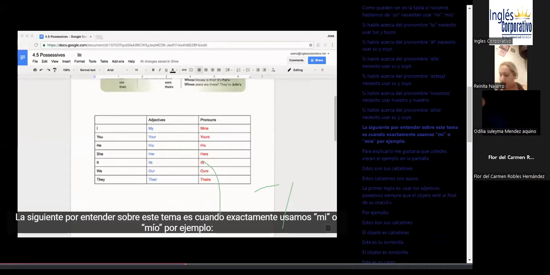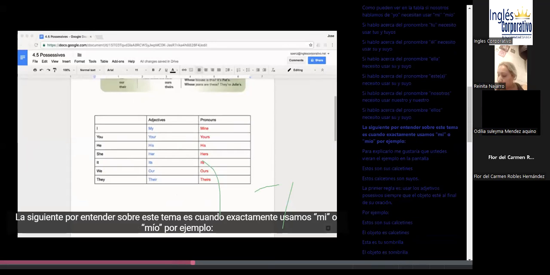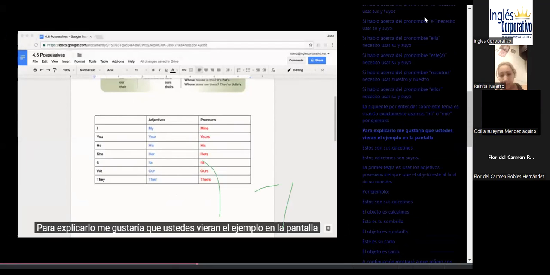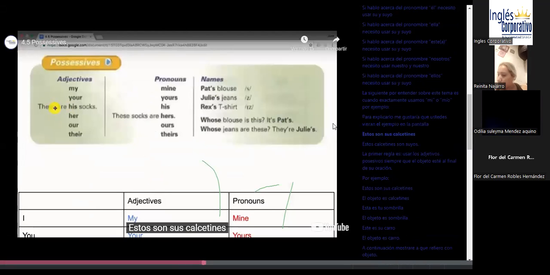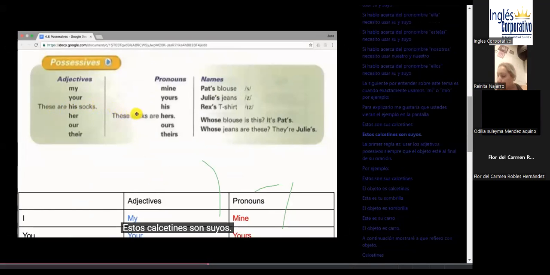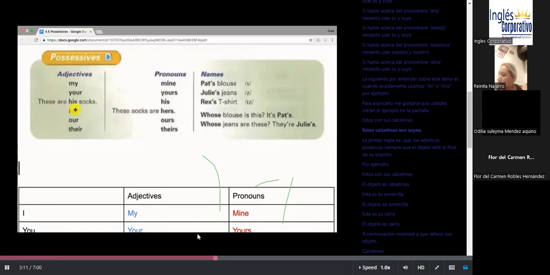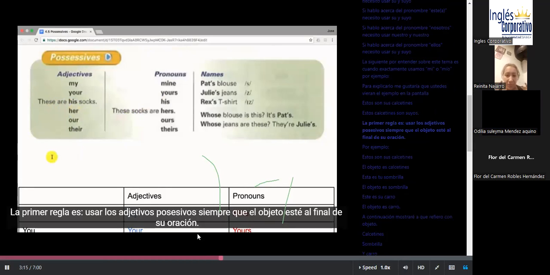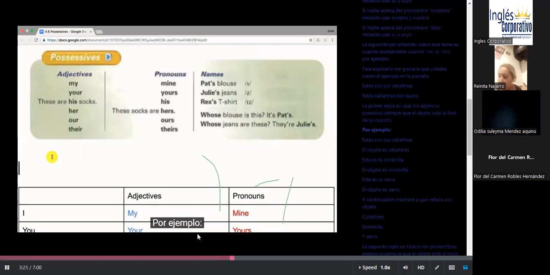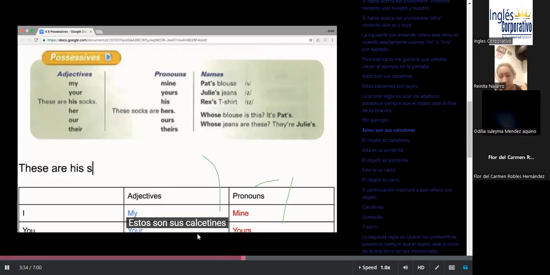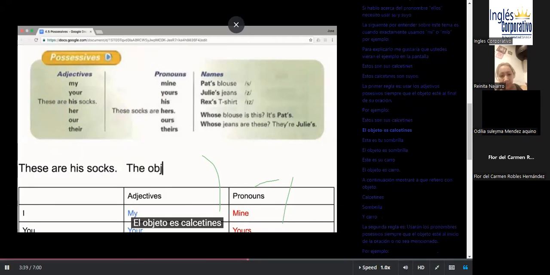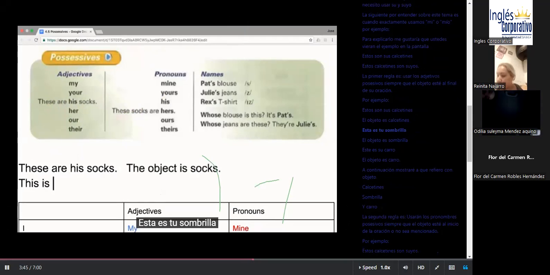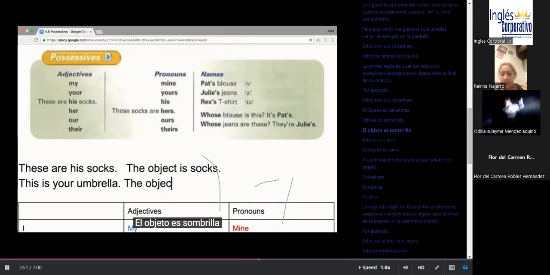The next thing to understand about this topic is when exactly you use my or mine, for example. In order to explain that, I would like for you to look at the example on the screen. These are his socks. These socks are his. We want to keep the same example. So the first rule to learn is you will use possessive adjectives whenever the object is at the end of your sentence. For example, these are his socks. The object is socks. This is your umbrella. The object is umbrella.